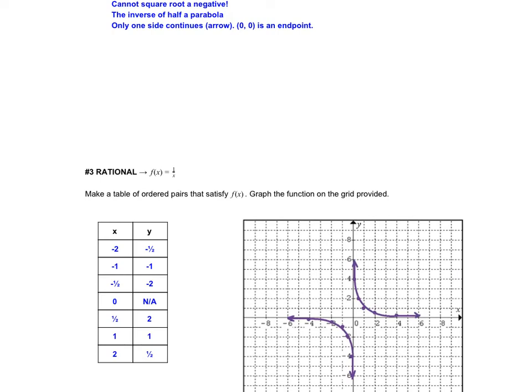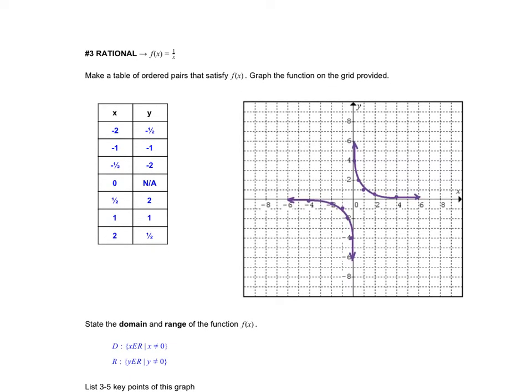All right. Base function number 3 is our rational. So we know rational numbers are fractions. So our equation is f(x) = 1 over x.